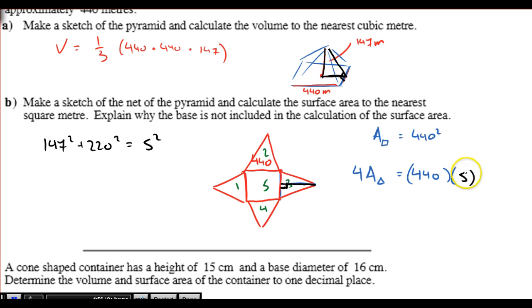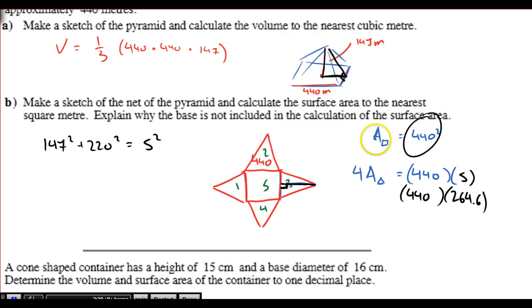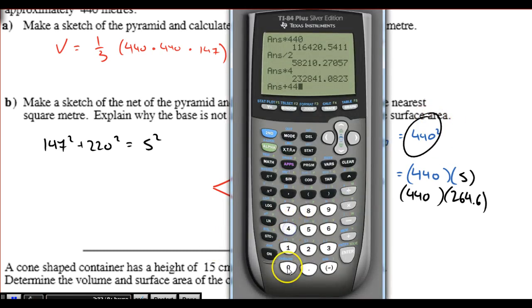So 264.6. 264.6 is the height, times that by 440. And now I need to divide that by 2 to get the area of the triangle. And finally multiply that by 4 to get all 4 triangles, and then I'm going to add that to 440 squared, which is going to be a large number here.